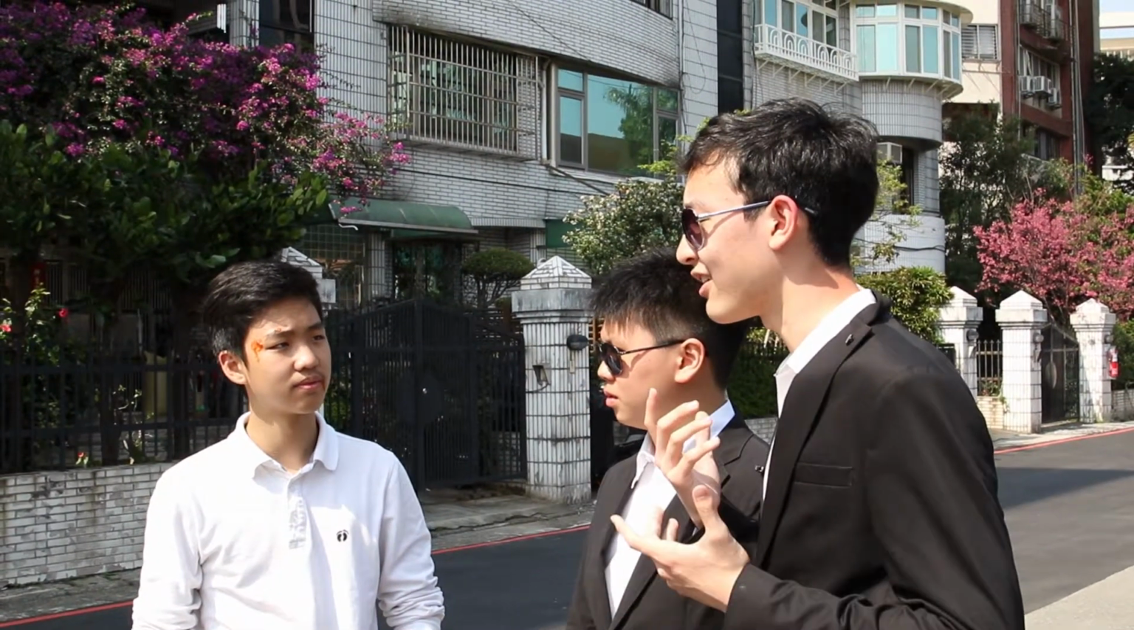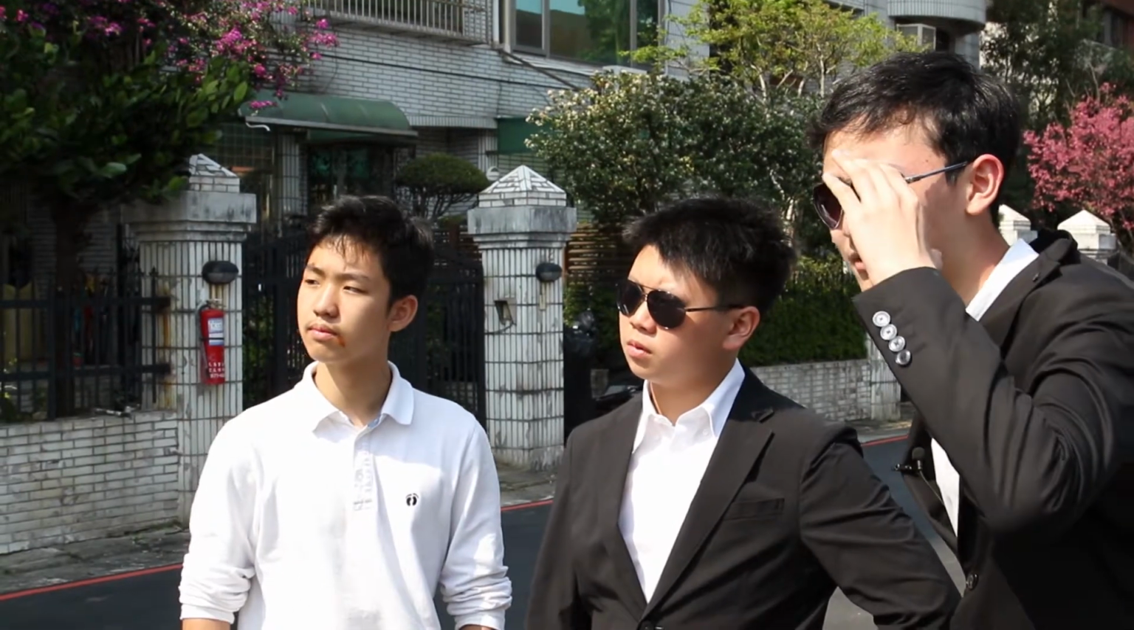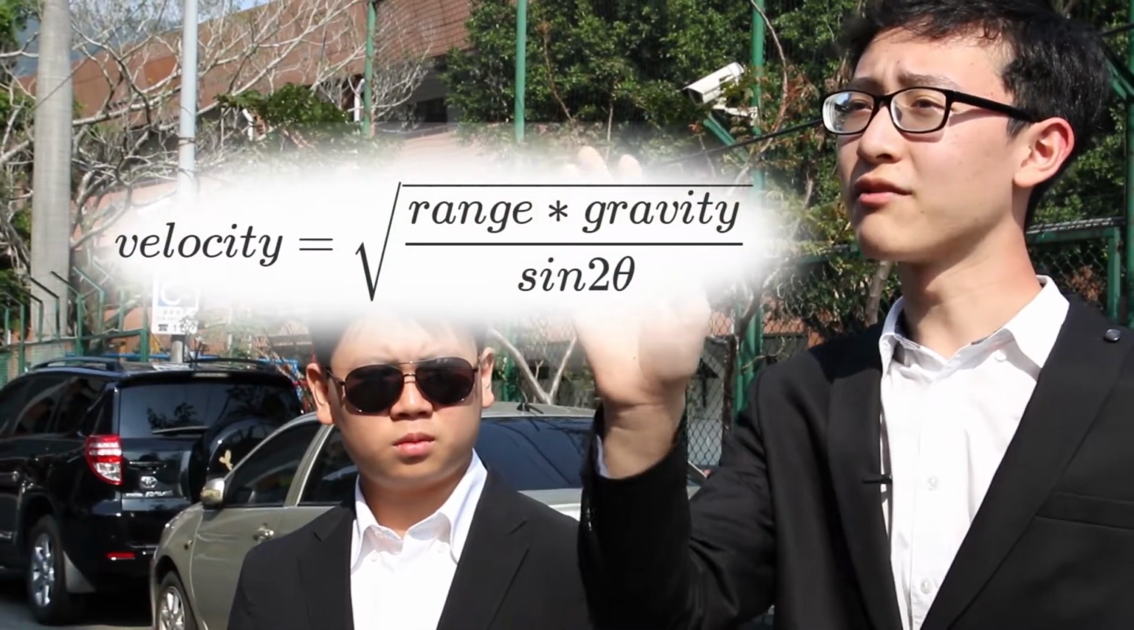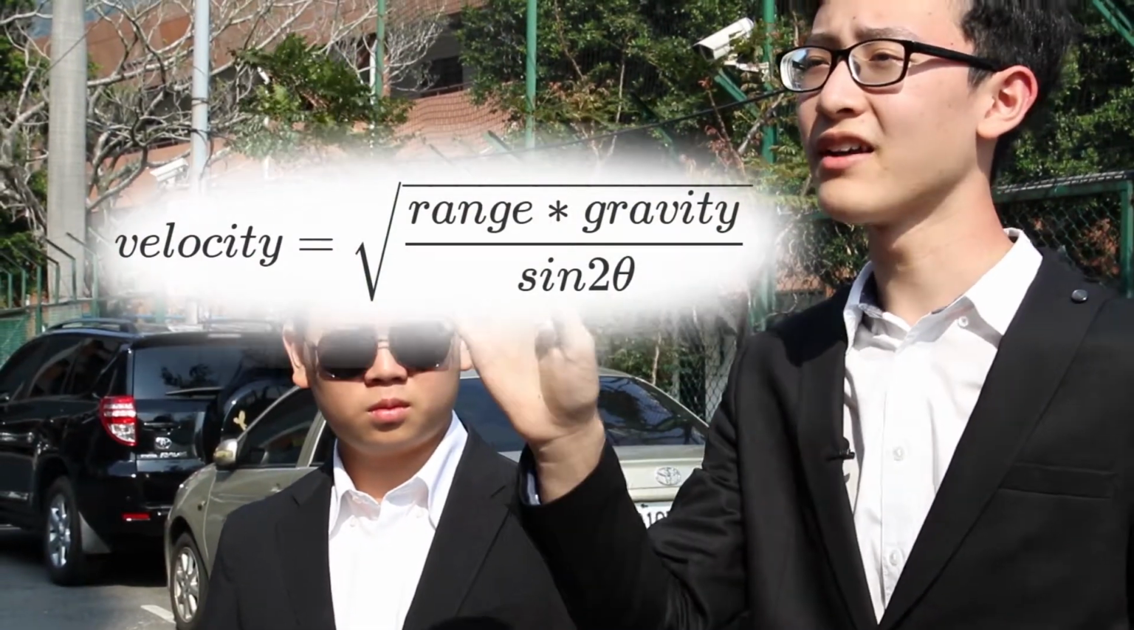Let's start with the simple part. How do we initiate this in a cool way? You can throw something at him. Perfect. The distance is around 10 meters. By using the projectile formula, velocity equals the square root of range times gravity divided by sine 2 theta, we can thus calculate the necessary velocity and angle.